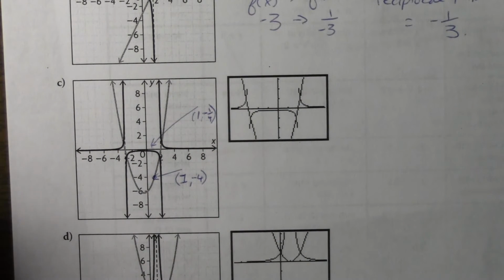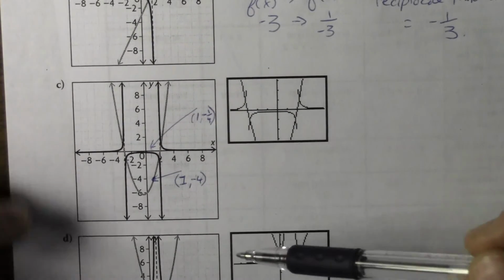Joseph? So, sir, if that was (2, -4), would it be (1/2, -1/4), or would the 2 stay? Sorry, the 2 stays. The x value stays the same. Okay?